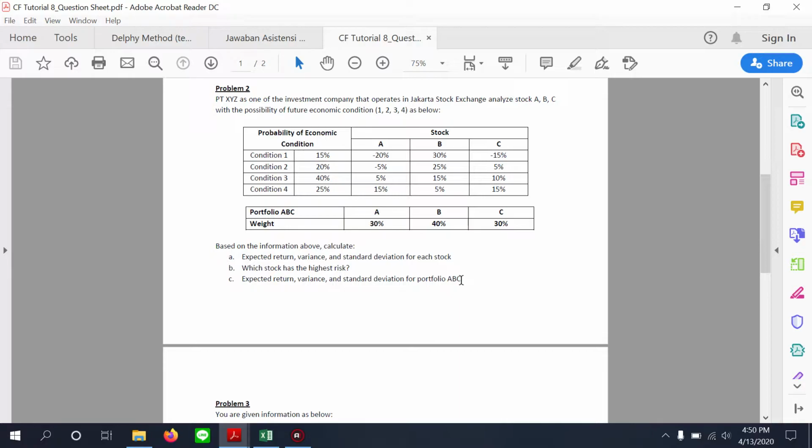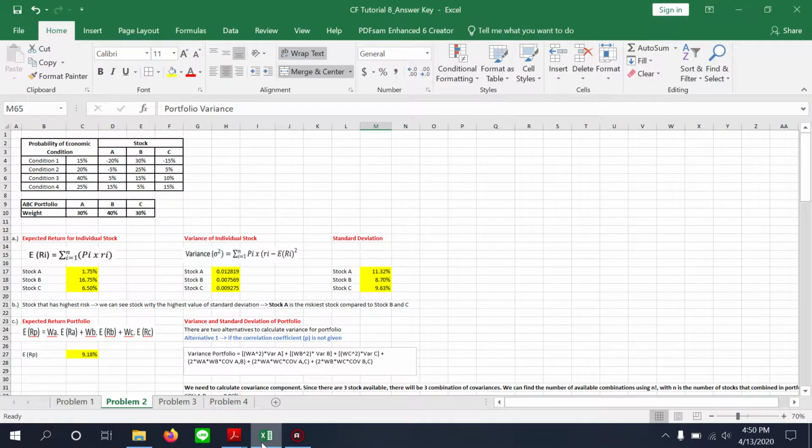Basically, there are three alternatives. I suggest you use one of those alternatives during the exam, and I will teach you the quickest alternative there is, and it is much easier for you to understand. Okay, so let's go to the Excel.